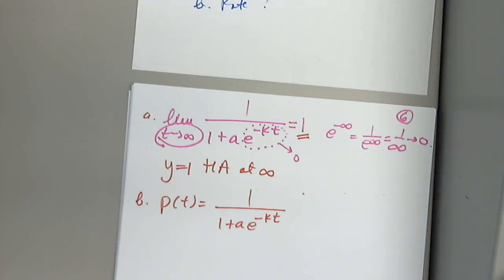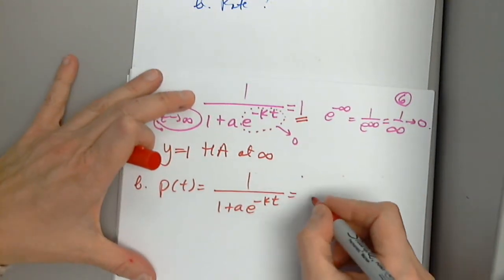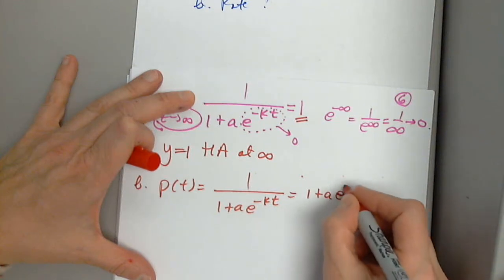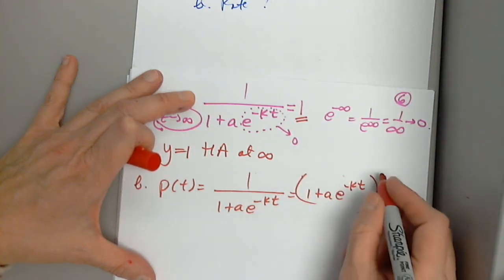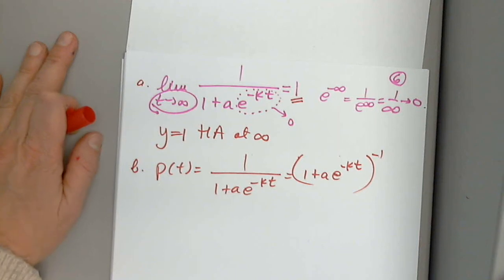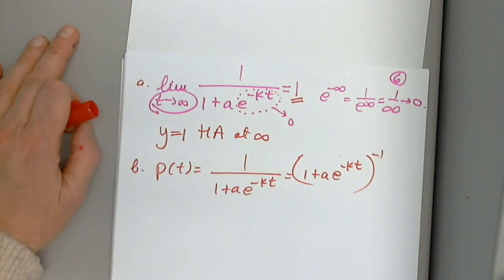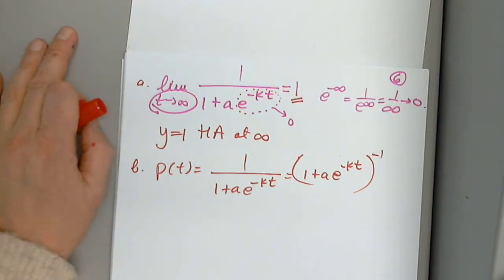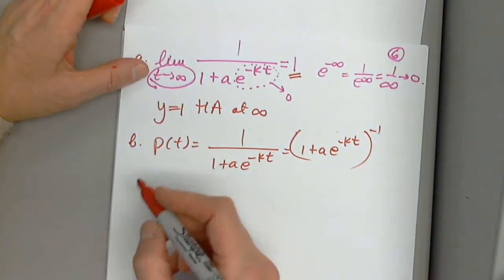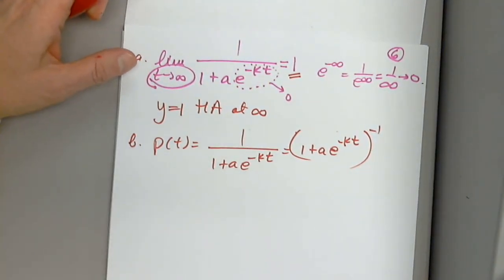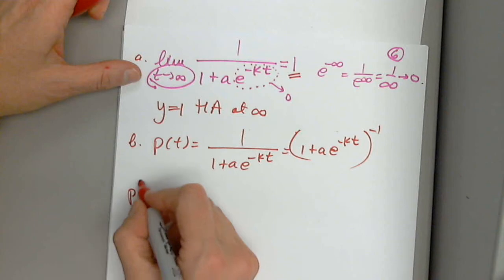Raise it to negative 1. Exactly. Thank you. I know who's doing problems from the previous lectures. Excellent, Vanessa. Thank you. Of course I'm going to do that. I don't want to differentiate a quotient. I'd rather differentiate the power. So P prime of t.